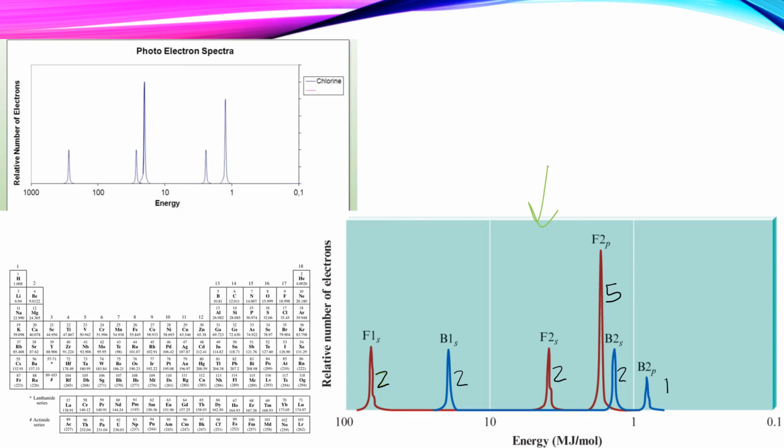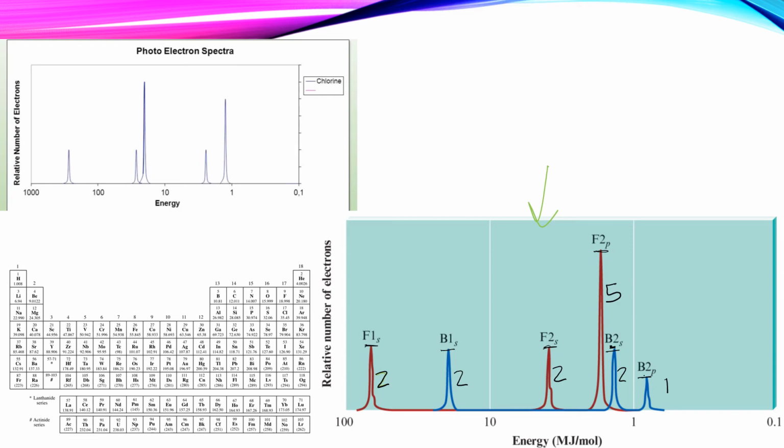So you'll see again our relative peaks. These both have 2, so they're the same size. These both have 2, they're the same size. This one's about 5 times taller than this one, and this one's half of this one. So all of them are relative based on the number of electrons.